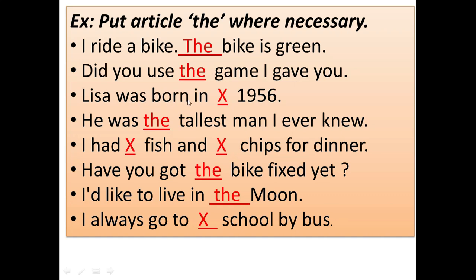Lisa was born in 1956. Here we will not use an article because we don't use an article with numbers. "The year" would be wrong. He was the tallest man I ever knew. With the superlative degree, we always use "the": the tallest, the highest. I had fish and chips for dinner. We are not going to use "the" here. "I had the fish" would be wrong. Definitely "I had fish"; "a fish" can be correct, but here we have to use no article.